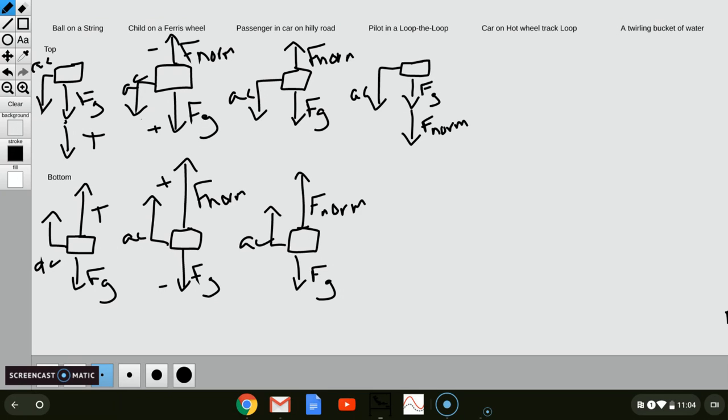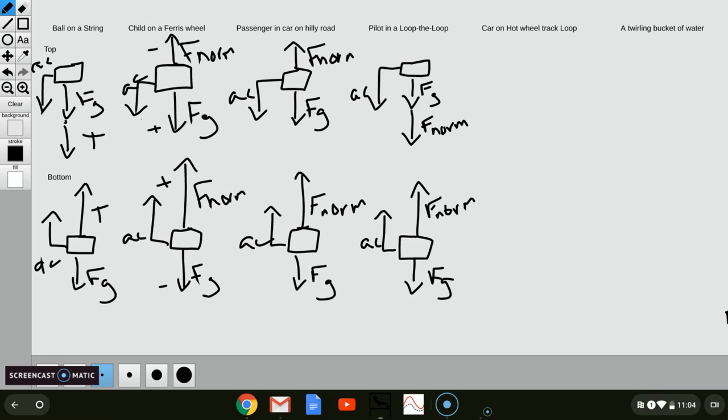At the bottom of the loop-de-loop, he's still got his force of gravity down, but now to keep him in a circular motion, F norm has got to be bigger, and so we get the centripetal acceleration up.